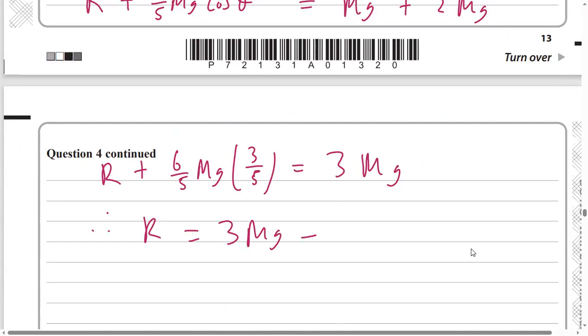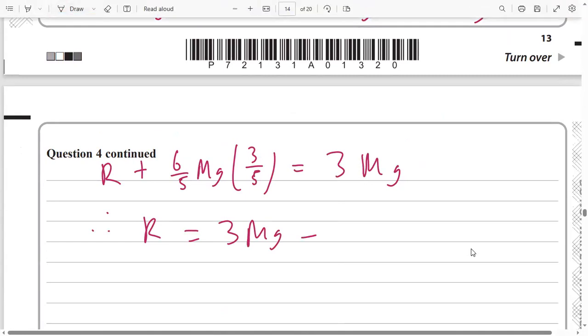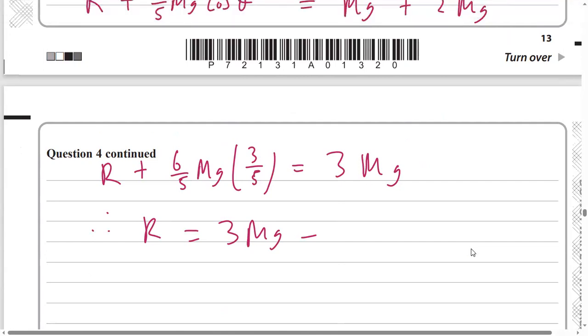take away this 6 over 5 mg times by 3 over 5. So what's that going to be? So 6 times 3, that's going to give us 18. And then 5 times 5 is going to give us 25. And then just times by mg there.